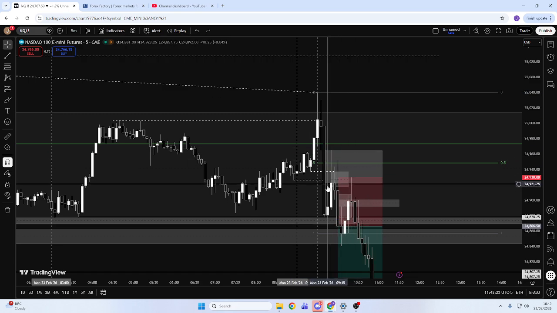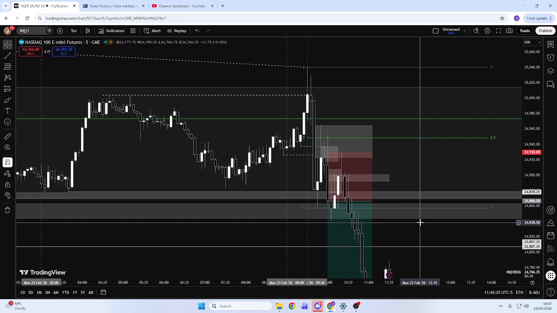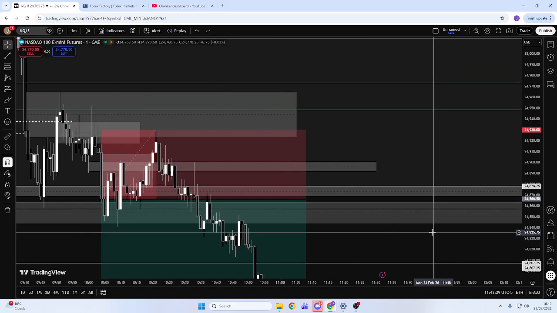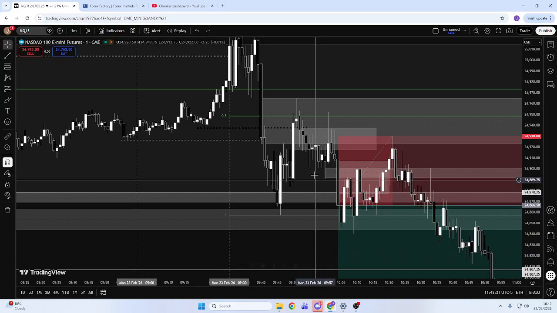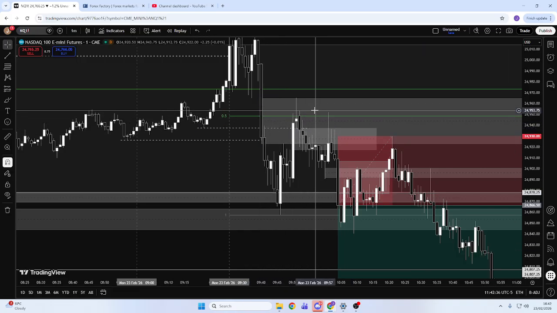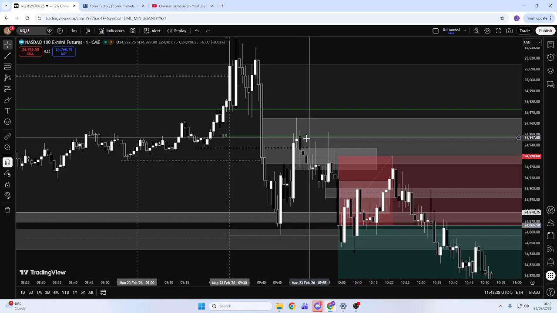Came up, tapped 50%, went into the 5-minute fair value gap. So I was now looking for a 1-minute change in trend. We had a 1-minute break of structure into the 5-minute fair value gap as well as the 50% retracement point.